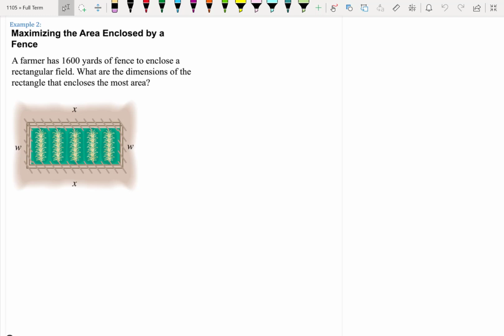So here we go. We have our diagram. It's a farmer who has crops. There's a fence around the crops. We want to know how much he can enclose.